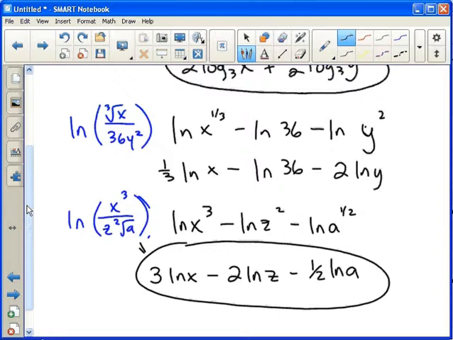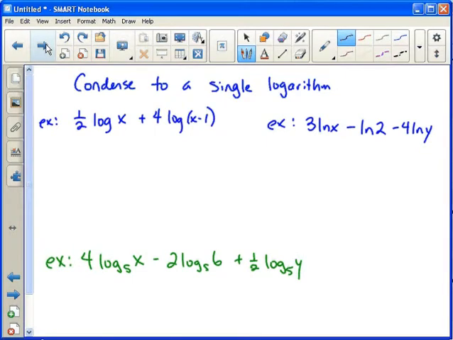Okay, now we need to condense, so we're going the opposite direction. So whenever you're doing something in the opposite direction, you need to do it in the opposite order. So I would still do this in 2 steps, but I would do it in the opposite order I did the other one. So here what I would do is I would take care of that third property first, as far as moving coefficients back up as exponents.